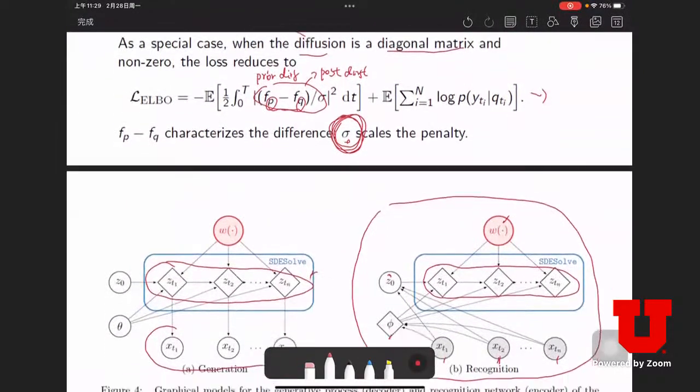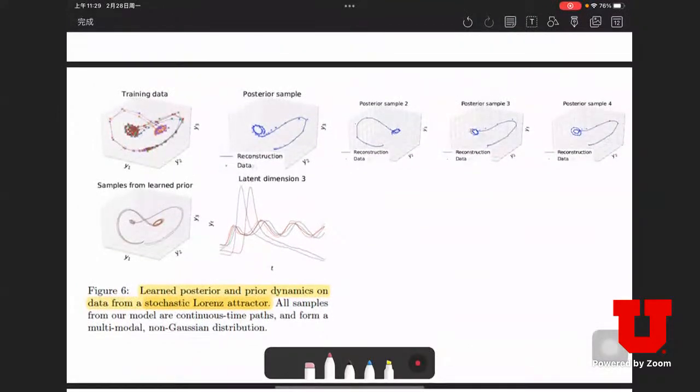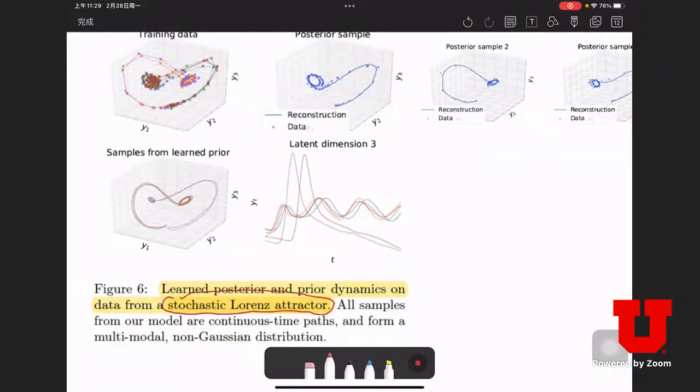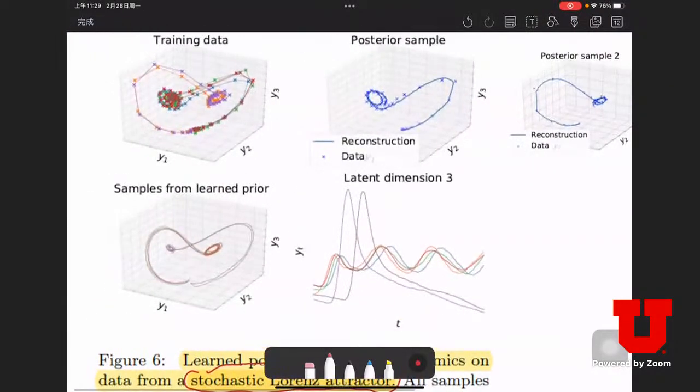And finally, if everything's clear, we go to the experiment part. They have two kinds of experiments. The first is on synthetic data. I think they used what's called the stochastic Lorenz attractors. And here is the training data. They have two modes of the Lorenz attractors. And after the training, they got the prior and some posterior. And here they just draw some samples from the learned prior. Because the prior, of course, can construct the modes of this training data.